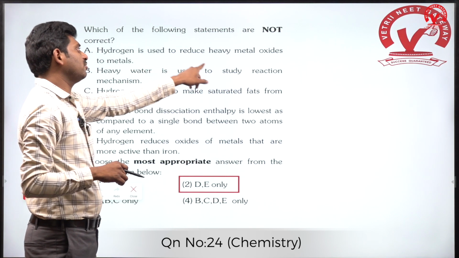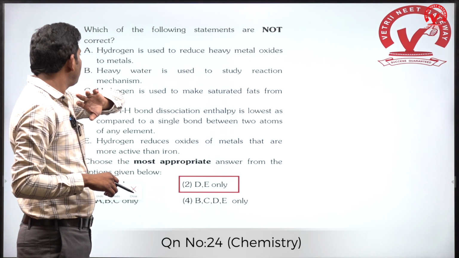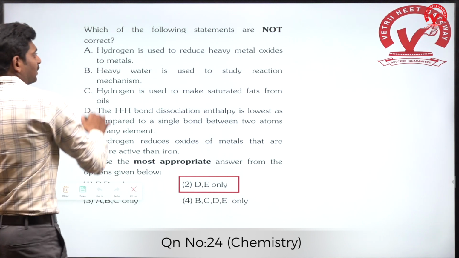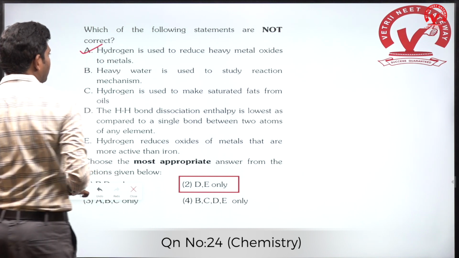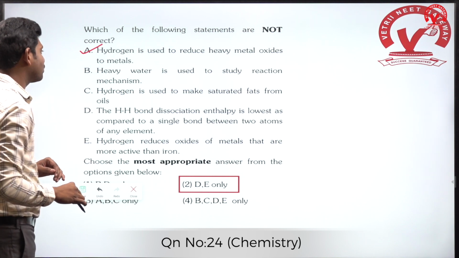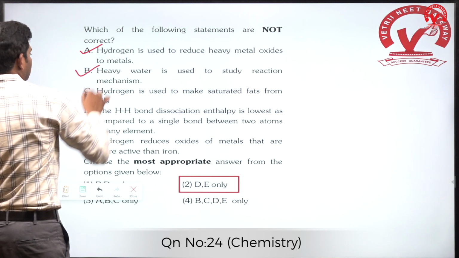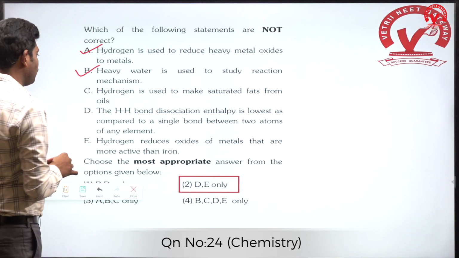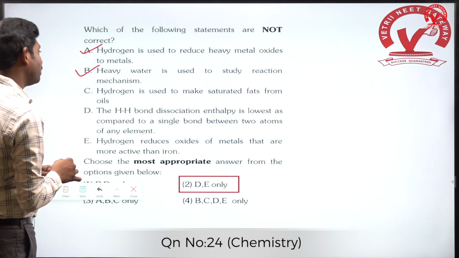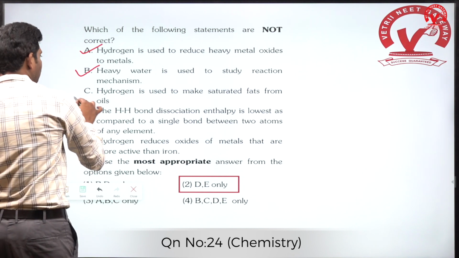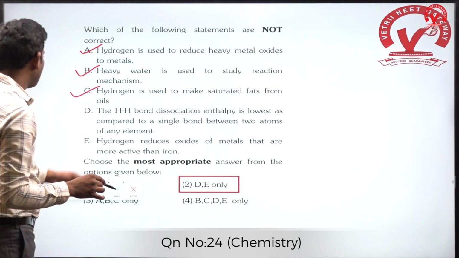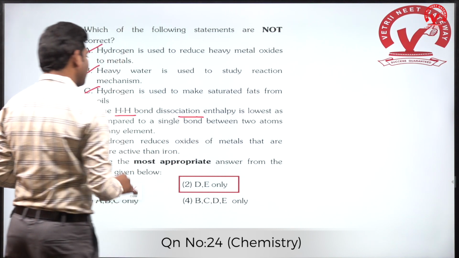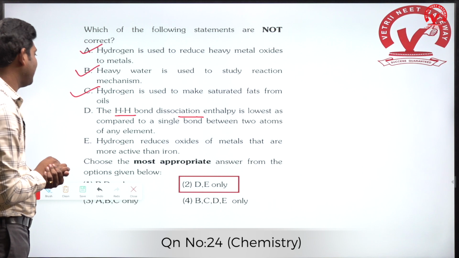Hydrogen is used to reduce heavy metal oxides to metals. So this option is correct. And heavy water is used to study reaction mechanisms. Yes, it is also correct, we use it in organic chemistry. Hydrogen is used to make saturated fats from oils. Yes, correct, like Dalda is prepared that way. And the hydrogen bond dissociation enthalpy is lowest as compared to a single bond formed between any elements.